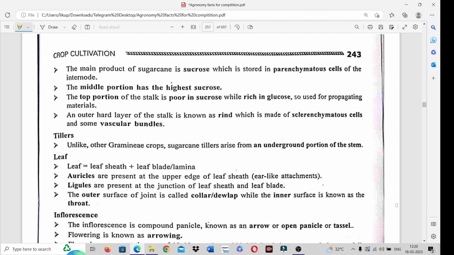Okay, so the middle portion has the highest sucrose. ये एक important point है, ये आपको mark करना चाहिए. So ये पूछा जाएगा कि which of the following portion of the sugarcane has highest sucrose? Upper, middle, या lower, या none of these. So middle portion is the right answer.